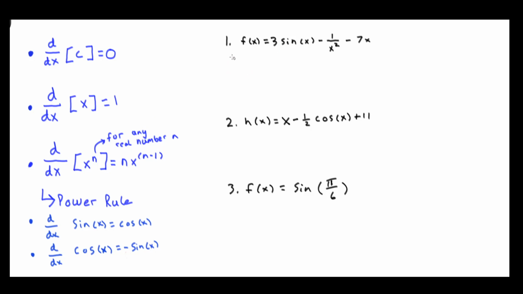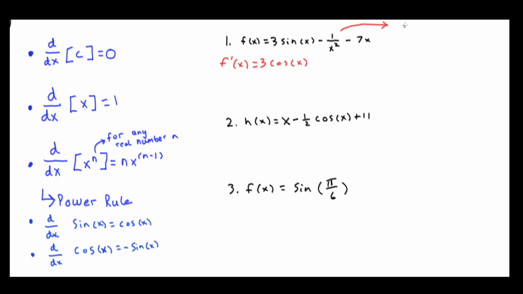So we'll work left to right. Well, the derivative, or f prime of x, is equal to, so we have 3 sine of x here. We know that the derivative of sine of x is equal to cosine of x, so you pretty much just flip-flop these. So you'll end up getting a 3 cosine x.